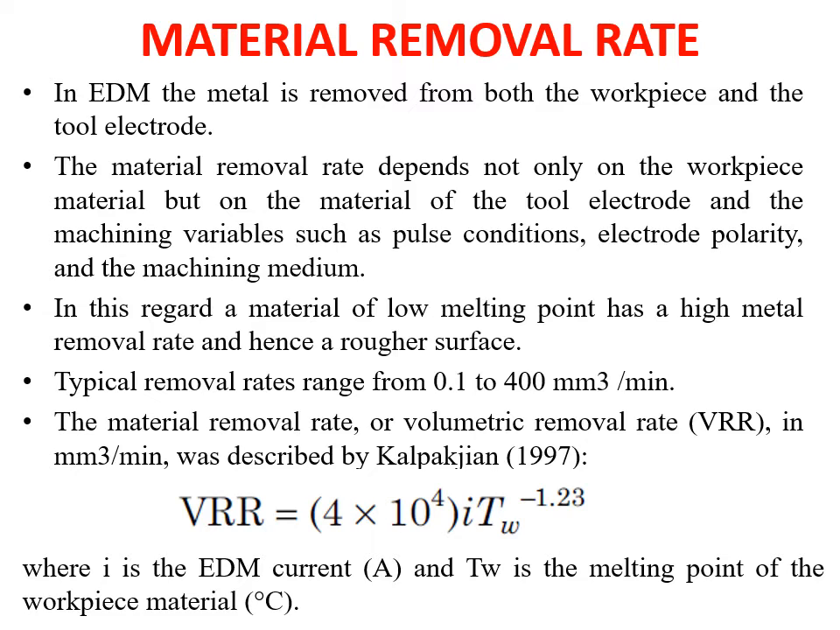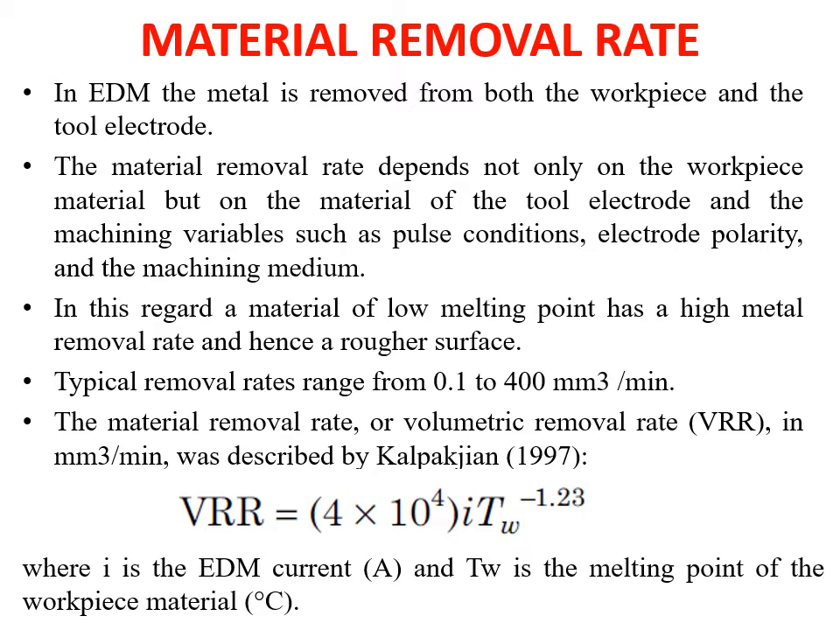The second factor is the melting point of the workpiece material. The material is removed by melting the surface of the workpiece, and it is then vaporized. The melting of the workpiece material itself is the primary stage here. The lower the melting point, the higher the material removal rate.